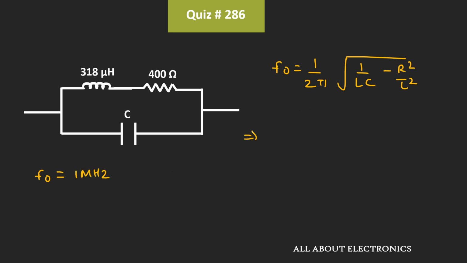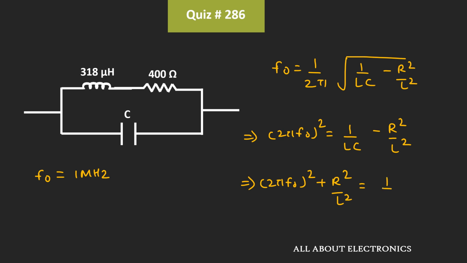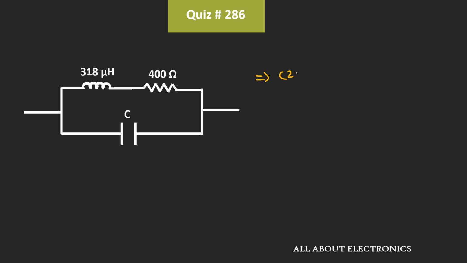So from this we can say that (2 pi f0) square is equal to 1 divided by LC minus R square divided by L square. That means (2 pi f0) whole square plus R square divided by L square is equal to 1 over LC. Now let us put the value of f0, R as well as the inductance. That is (2 pi times 10 to the power 6) whole square plus (400 ohm) square divided by (318 times 10 to the power minus 6) whole square is equal to 1 over LC.